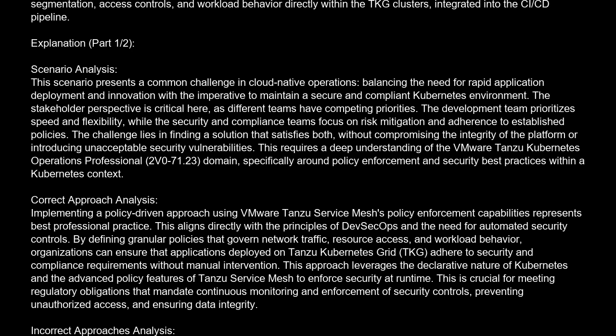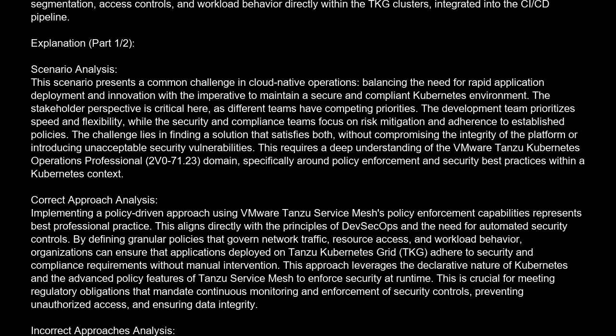Correct approach analysis. Implementing a policy-driven approach using VMware Tanzu Service Mesh's policy enforcement capabilities represents best professional practice. This aligns directly with the principles of DevSecOps and the need for automated security controls. By defining granular policies that govern network traffic, resource access, and workload behavior, organizations can ensure that applications deployed on Tanzu Kubernetes Grid (TKG) adhere to security and compliance requirements without manual intervention.